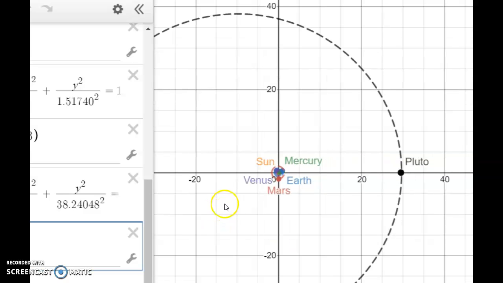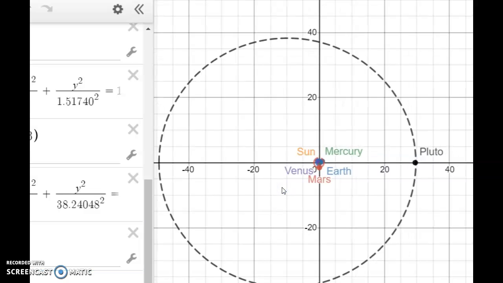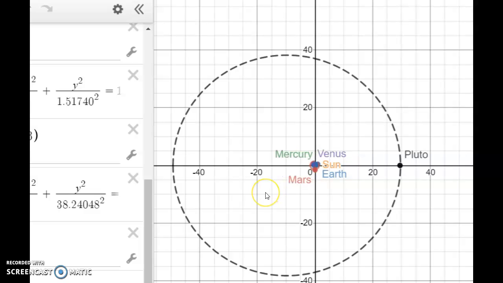And here we can see Pluto's orbit. It's huge compared to the inner solar system, but notice that although it's elliptical, it's still pretty darn circular. You have to look really, really close. This one here is approximately 30. This one here is approximately 50. So that's a total of 80 across here.